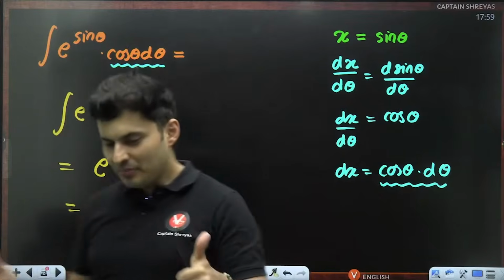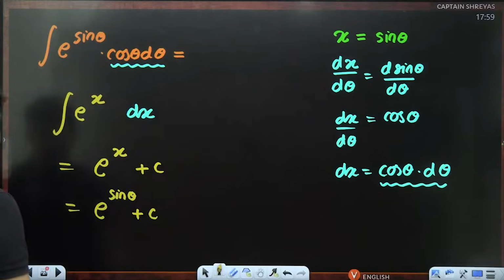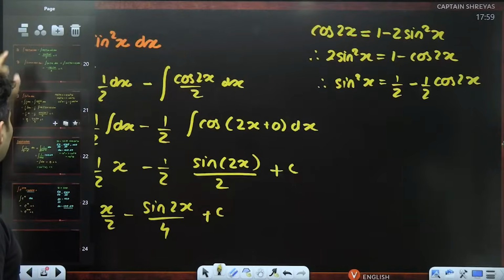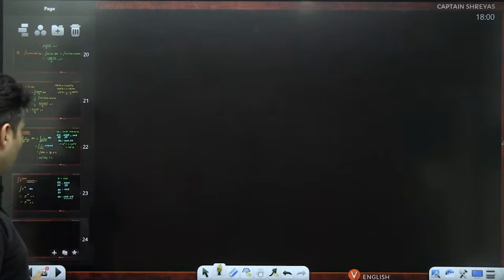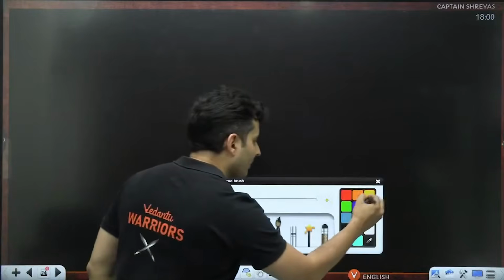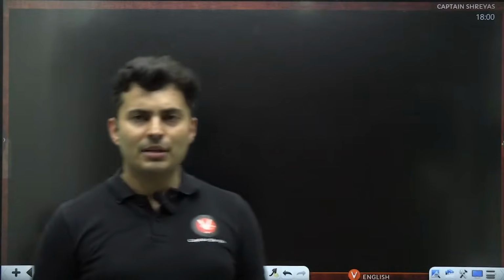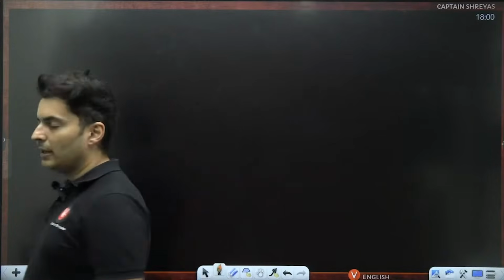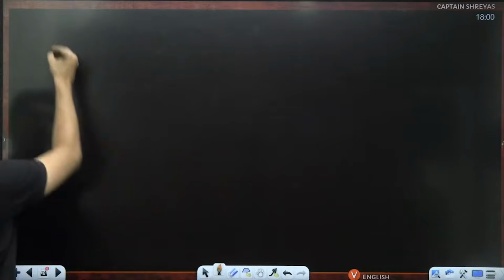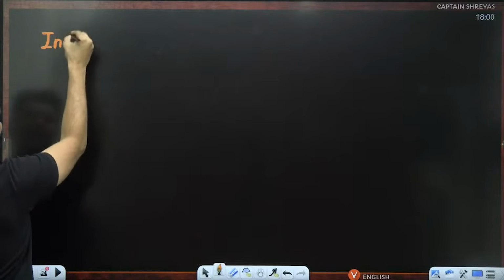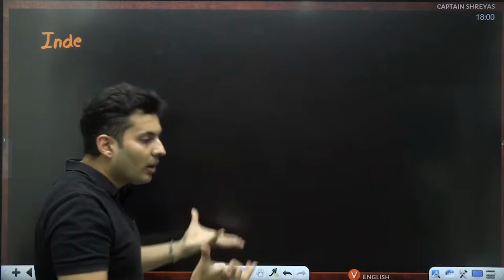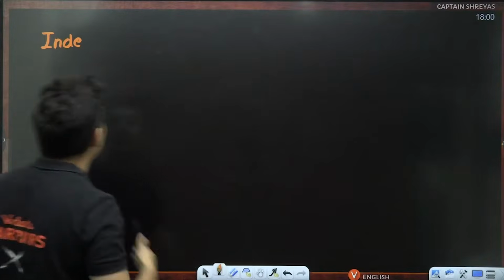Cool? Till this point? All right. Now that you have understood how this basic substitution works and how this integration works, let's go to the second part of this lecture, which is basically called definite integration. Now see guys, whatever integration you learned till now was called indefinite integration. What is the meaning of indefinite? There is always a term which you do not know, and that is basically the constant of integration.